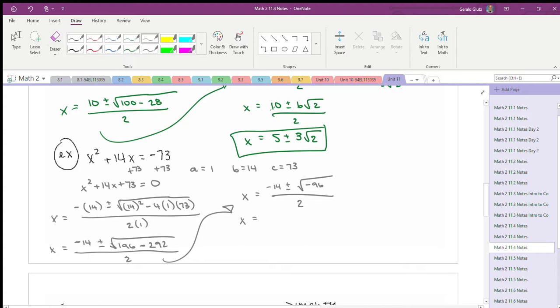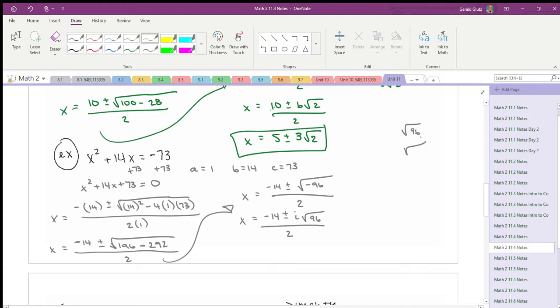So I have a negative inside of a square root, so I got to get rid of that negative by multiplying it times i. So all I do is multiply the square root times i, and the negative goes away. Now I need to see if I can break down 96.